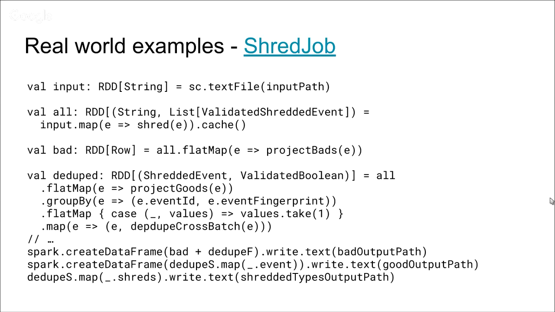So if we go through the code, we read back what the enrich job has outputted, and we try to shred the events, so basically try to separate the JSONs inside the event. Once that is done, we project, just as we've done for the enrich job, the bad events, those that have failed shredding, from those that have succeeded shredding. Then we can address the other responsibility of the shred job, which is to deduplicate events.